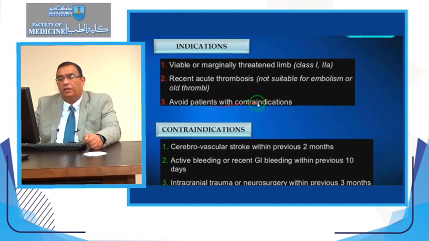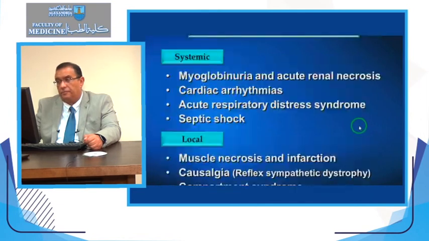Avoid patients with contraindications. What are these contraindications? If the patient has had a cerebrovascular stroke within the previous 2 months, active bleeding or recent GI bleeding within the previous 10 days, or a history of intracranial surgery or neurosurgery in the previous 3 months.